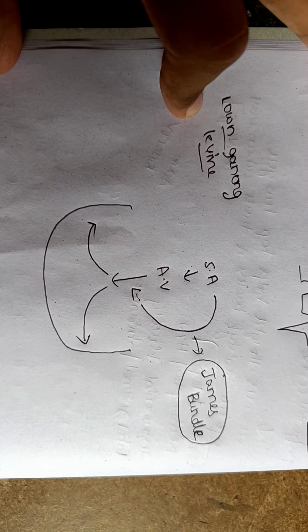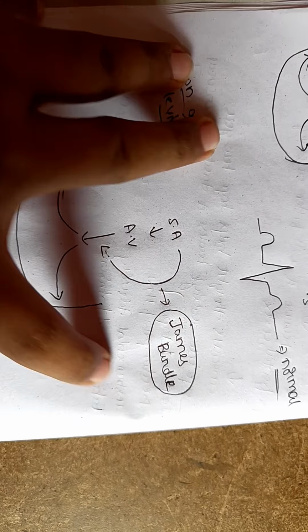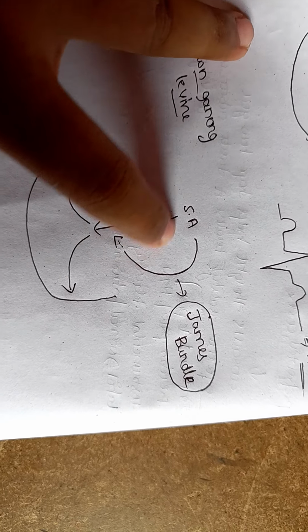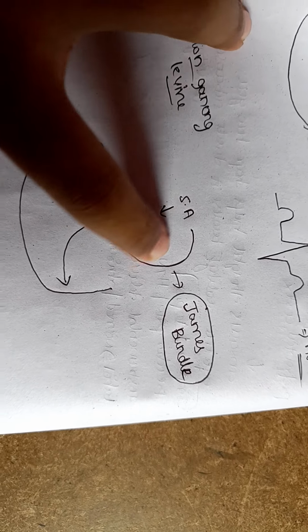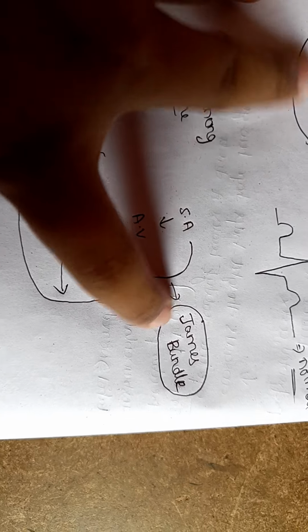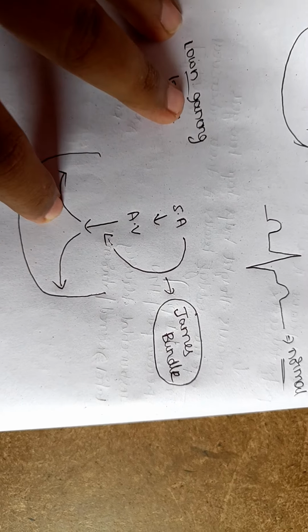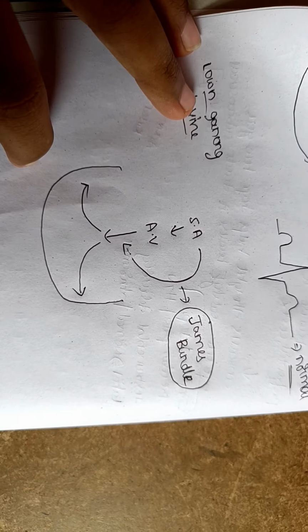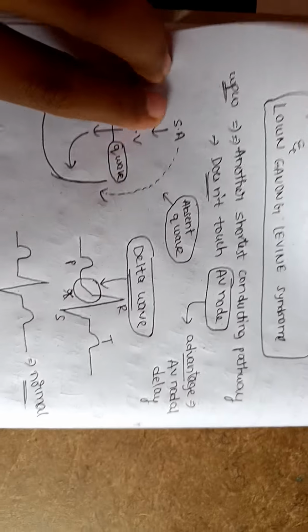In Lown-Ganong-Levine syndrome, it is also an accessory pathway, but instead of going the other way like in Wolff-Parkinson-White syndrome, here what happens is there is a bypass. So instead of going to the AV node, this goes directly to the bundle of His, so it also ignores the AV node. It is called the James bundle. So the conduction is happening through the Purkinje fibers later on, so the QRS complex will be normal compared to the increased QRS complex in the WPW.